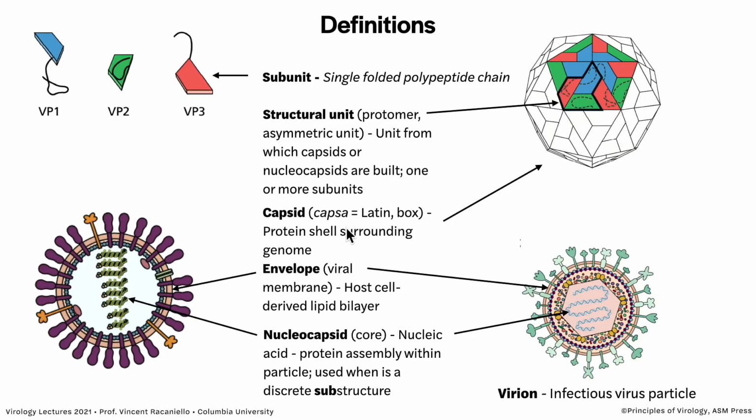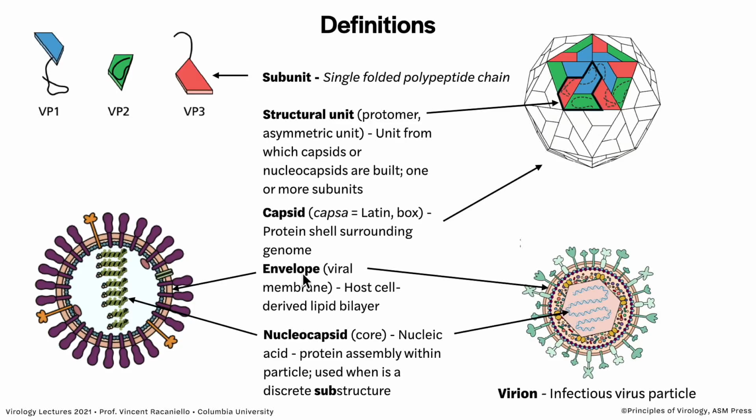And then we have capsid, which is from Latin meaning box. It is the protein shell surrounding the genome. So many viruses have capsids like this one. SARS-CoV-2 does not. It's an enveloped virus. It has a nucleocapsid, which we'll define in a moment. But many viruses are just naked protein shells, such as this one.